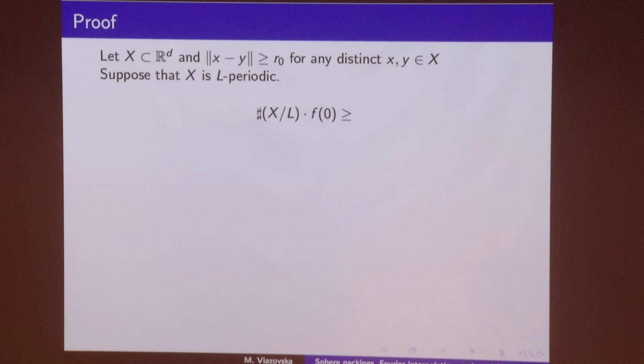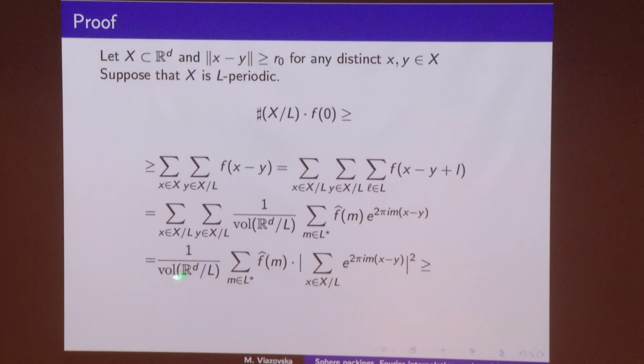So now we use the special properties of our function. Here in the first row, we use the property that our function is non-positive for all vectors of length bigger or equal than r0, and use this property of a set X. So the next step, we just rewrite this sum in a more symmetric way with respect to X and Y. Sorry, this should be Y, there's a typo here. And so now, next step, we use the Poisson summation formula.